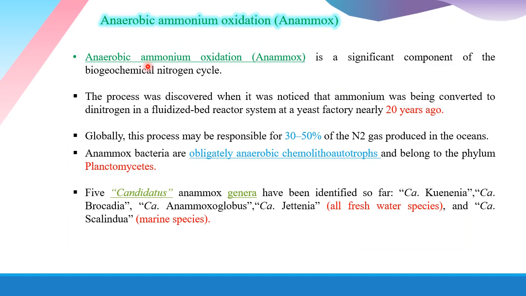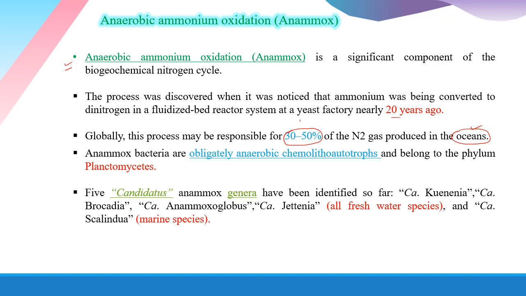Anammox is a very significant component of the biological nitrogen cycle. It was discovered about 20 years ago in a yeast factory. Globally, 30 to 50% of nitrogen gas is produced in the ocean. Mainly, this process is going on in the ocean or marine environment.